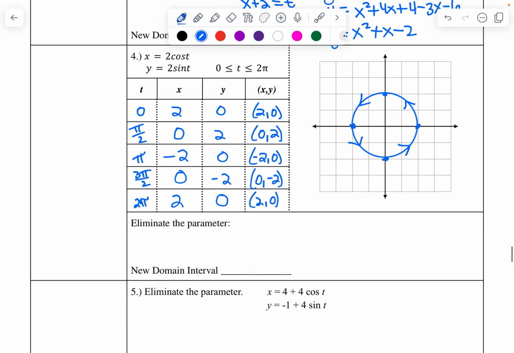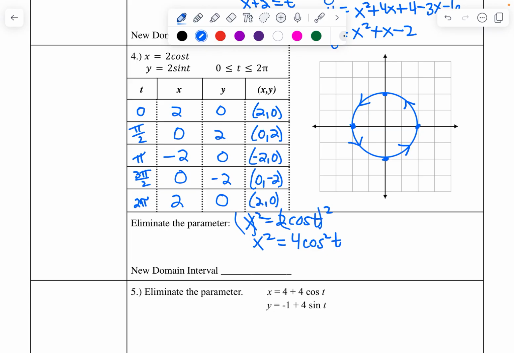Okay, so to eliminate the parameter, again, I've got to have a little bit of a different strategy this time. So I can't divide away a cosine and things. Instead, especially knowing that we have the circle here, we are going to square both sides of our equation. Because we know for a circle it should be x squared plus y squared. So if x equals 2 cosine of t, we're going to square both sides to get us that x squared that we'll need for a circular equation.